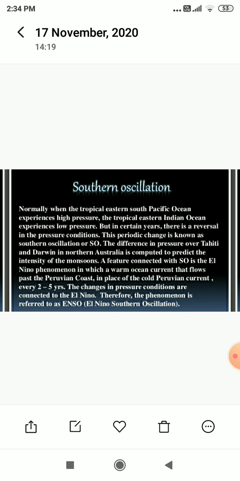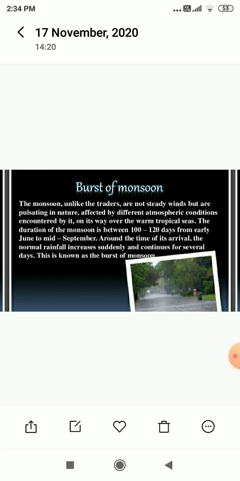Now, the burst of the monsoon. Burst of the monsoon means the arrival of the monsoon, because the factors discussed above are somewhat responsible for bringing the monsoon to India. The monsoon, unlike the trade winds, is not a steady wind but is pulsating in nature, affected by different atmospheric conditions encountered on its way over the warm tropical seas.